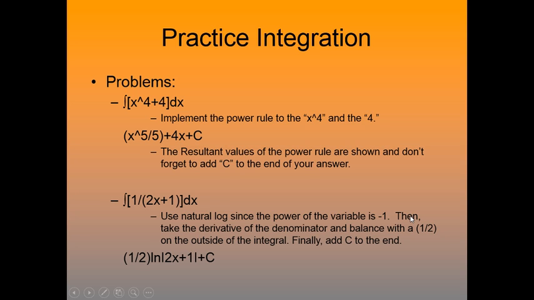So now let's do some practice. Try to integrate all those types of functions. You'll end up with x to the power of 5 over 5 plus 4x plus c. So this one is pretty straightforward. Just use the power rule integration formula.